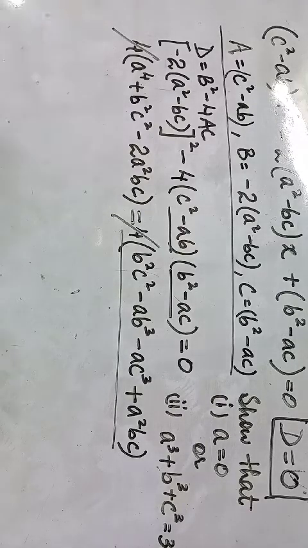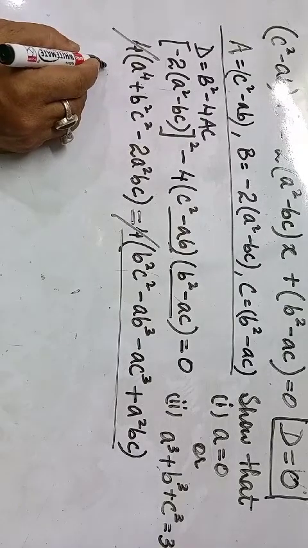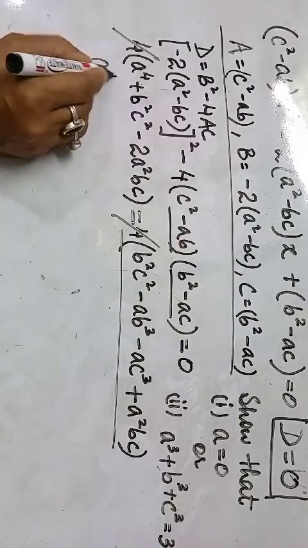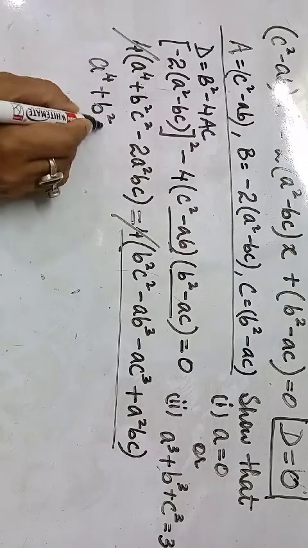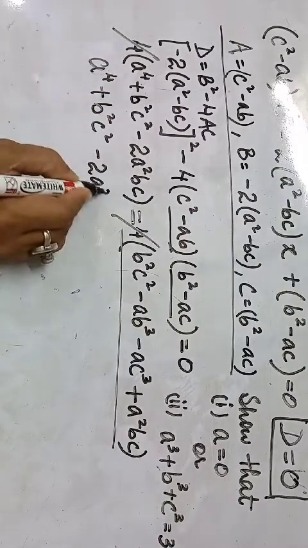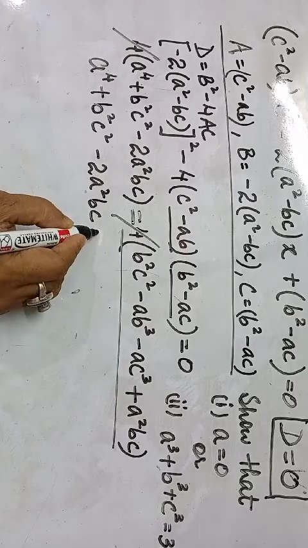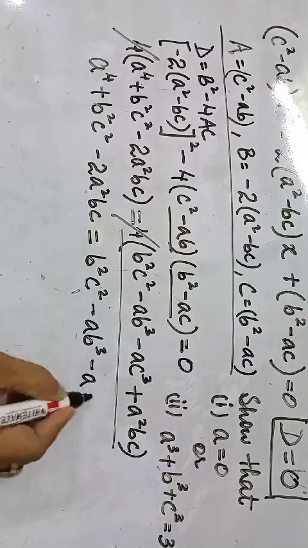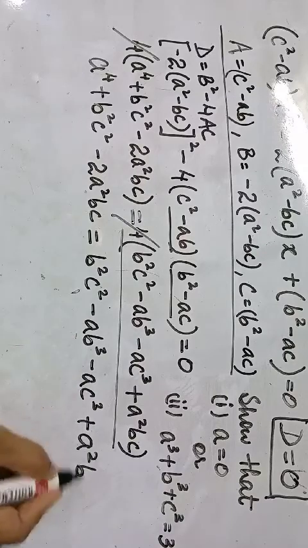So this is where you will have to be a little open in terms of the way you think. It's not that you are simply going to keep cancelling. You have to be on the lookout for things which are common, things which can be made positive, and so on and so forth. Now what else can we do? There's nothing else to be cancelled, so I'm going to simply write down a to the power 4 plus b square c square minus 2 a square bc, equal to b square c square minus ab cube minus ac cube plus a square bc.